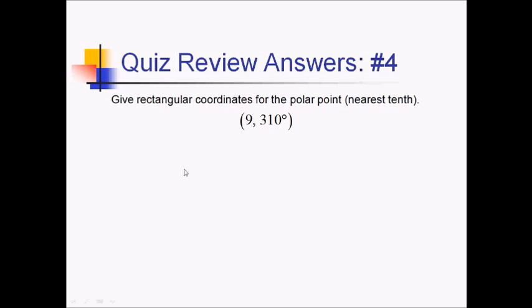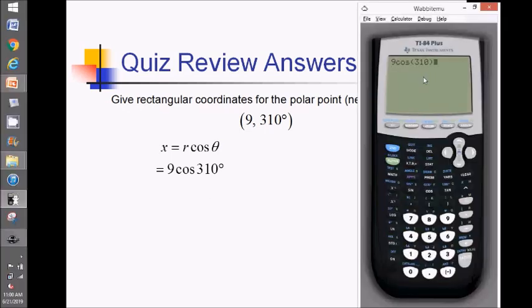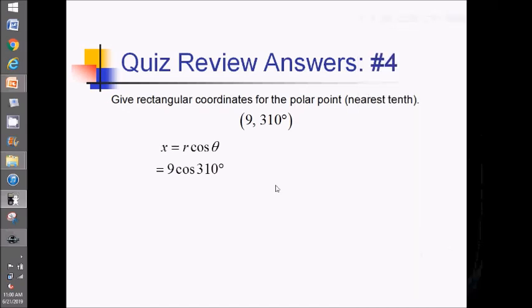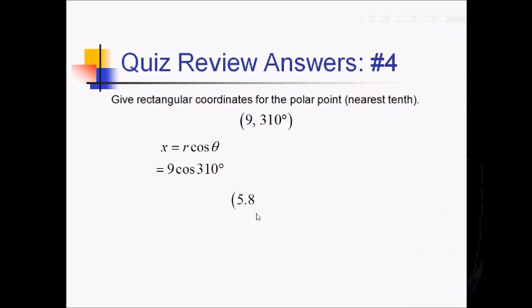We know that x equals r times the cosine of theta. So in this situation, that means the x value is going to be 9 times the cosine of 310 degrees, which I need a calculator to find. So there we are, and just make sure you're in degrees mode for this. Rounding off to the nearest tenth, we get 5.8 out of that. So that's the x value of our rectangular coordinate.